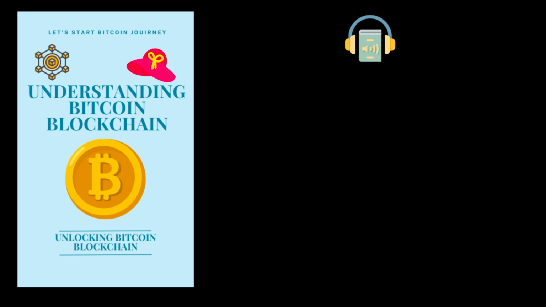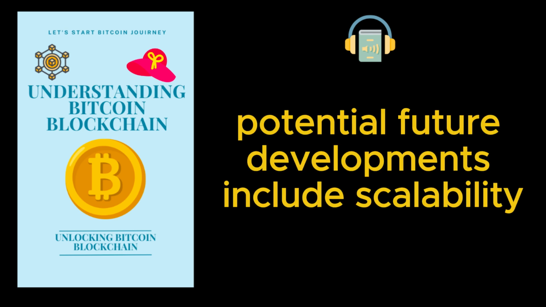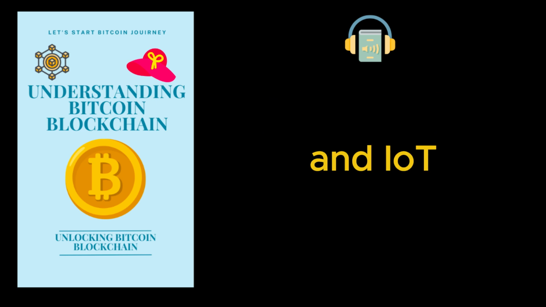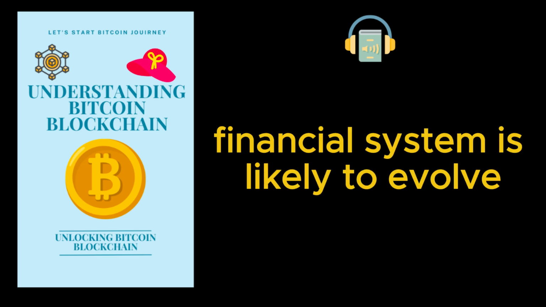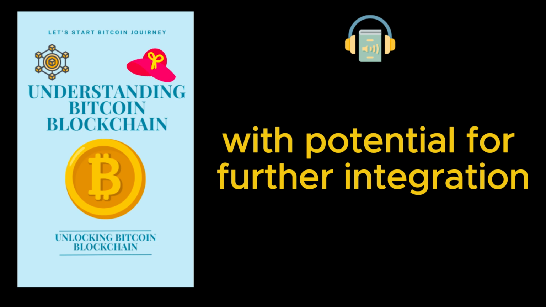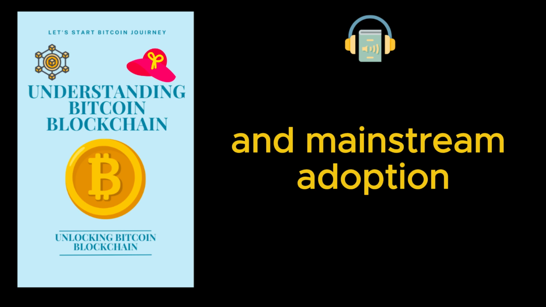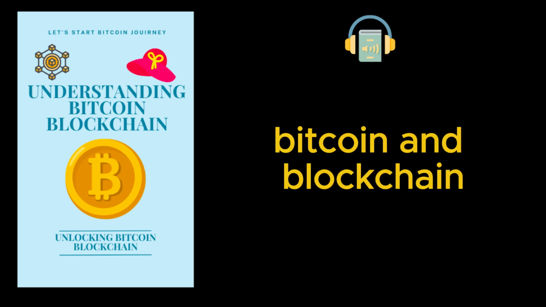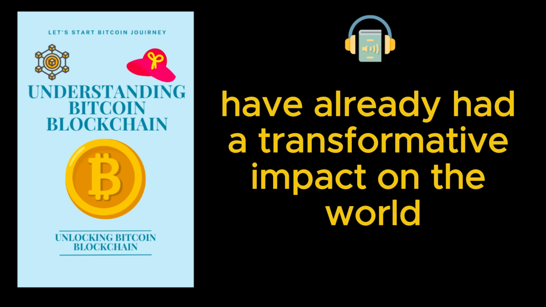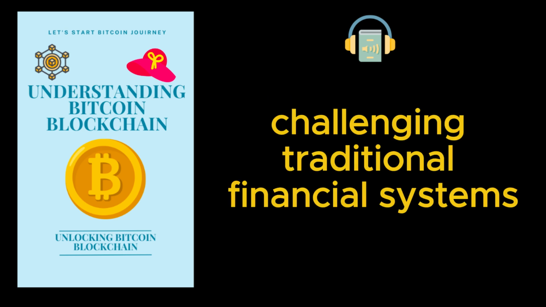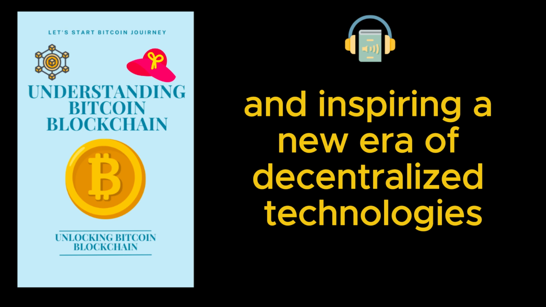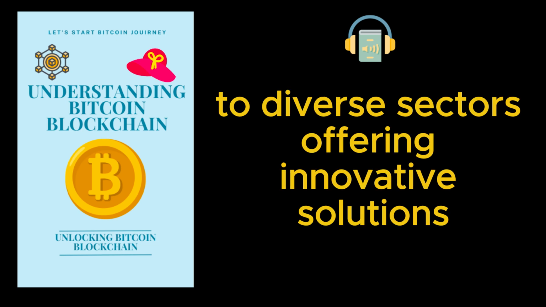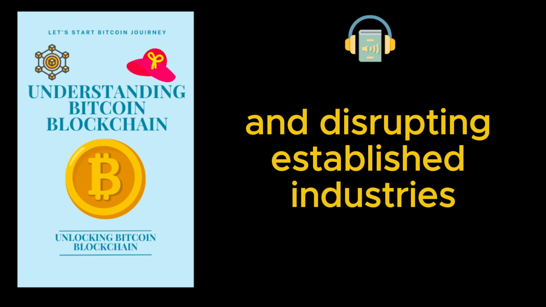Future outlook. Potential future developments include scalability solutions, privacy improvements, and integration with emerging technologies such as AI and IoT. Bitcoin's role in the global financial system is likely to evolve, with potential for further integration and mainstream adoption. The transformative impact of Bitcoin and blockchain. Bitcoin and blockchain have already had a transformative impact on the world, challenging traditional financial systems and inspiring a new era of decentralized technologies. Their influence extends beyond finance to diverse sectors, offering innovative solutions and disrupting established industries.